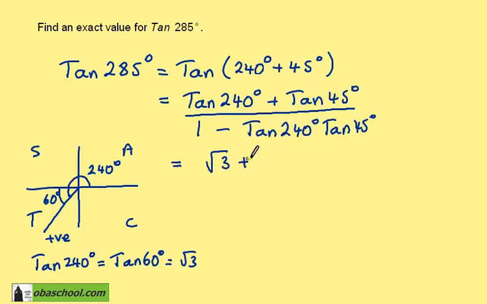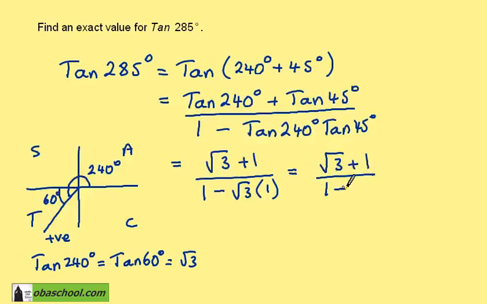Tan of 45 is a value we should know immediately as being 1. We then have 1 take away root 3 times 1, which is root 3 plus 1 over 1 minus root 3. We could use our knowledge of surds to tidy this further.